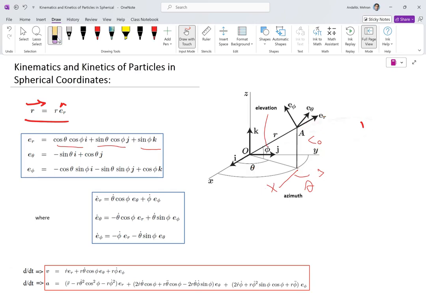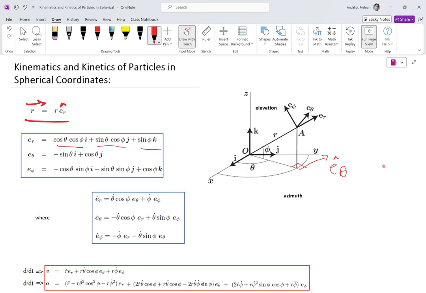On the other hand, if you want to see how e_theta is obtained, it's quite clear that e_theta here is like this vector. It's perpendicular to this radial direction. This is e_theta. The problem is my pen is not working, so I use my mouse or finger, and that's of course not going to be beautiful.